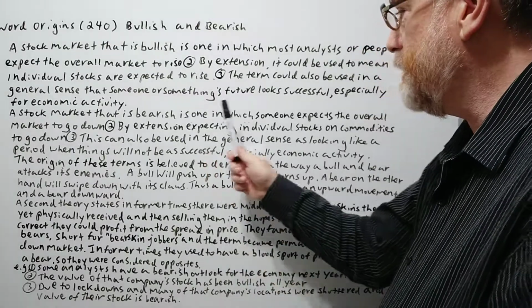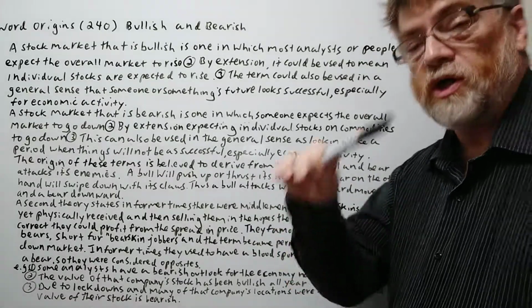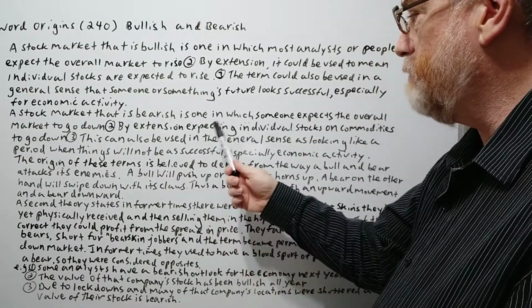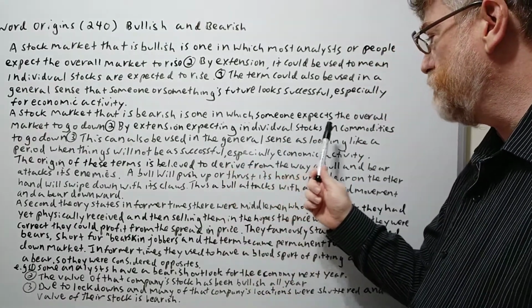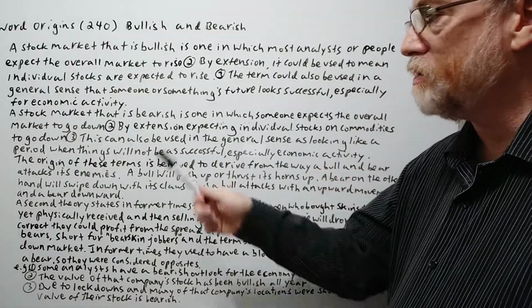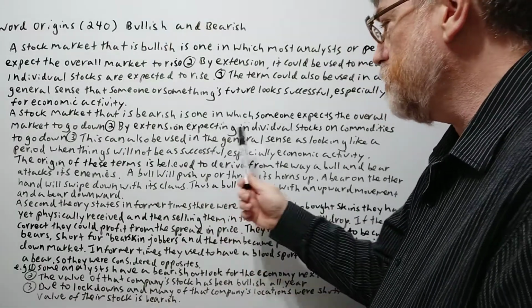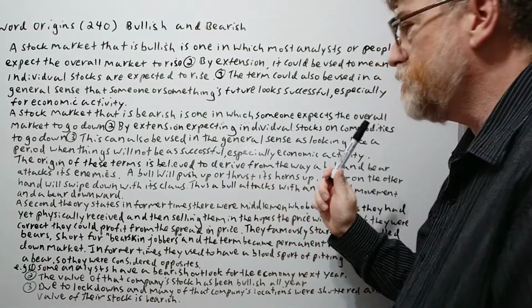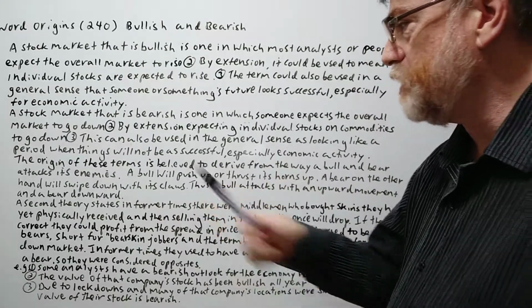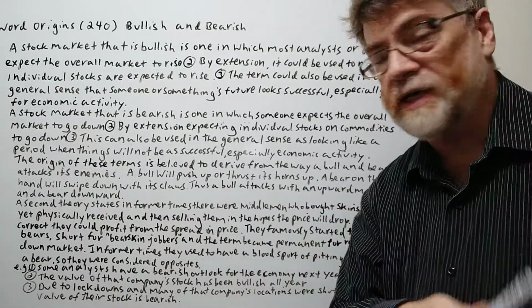A stock market that is bearish is one in which someone expects the overall market to go down. By extension, expecting individual stocks or commodities to go down too could also be considered bearish. This can also be used in the general sense as looking like a period when things will not be as successful, again, especially economic activity.